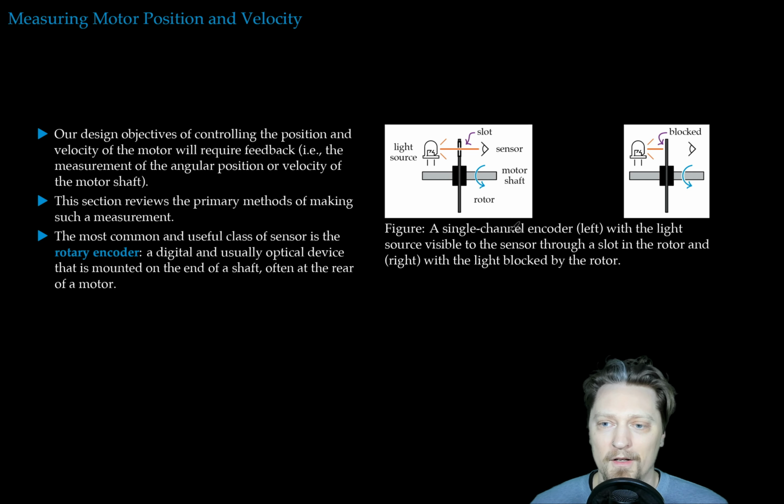A single channel encoder at left with a light source on the left-hand side, and on the right-hand side we have a photodiode or some other sensor for the light that is being emitted and passing through a slot in the rotor, which is attached to the motor shaft. When a slot is in between the light source and the sensor, light will pass through. When there is no slot in between the light source and the sensor, the light will be blocked and the sensor will not pick up any light.